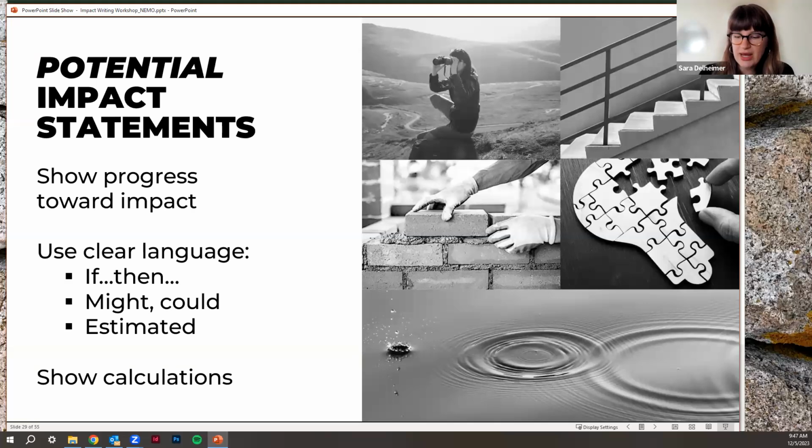When talking about potential impacts, make sure to use language that clearly shows it's a prediction, not an observation. Phrases like, if that happens, then this could happen. Just a way to really make sure readers know you're not talking about something that has happened, you're talking about something that could happen. It can also help to briefly show how that potential impact was estimated or calculated. And then when possible, share updates on progress toward impact in subsequent reports. A lot of these databases like NRS and NIDB, you're submitting to year after year. So that's a great way to kind of track your progress toward impact.